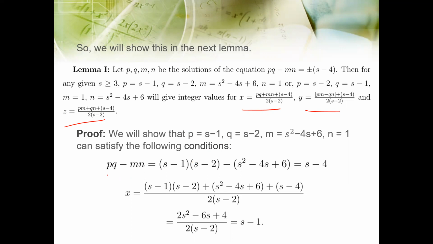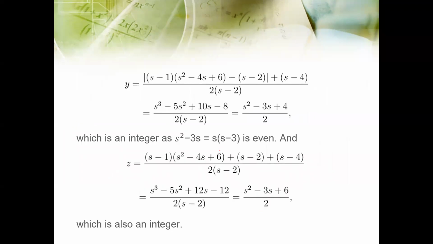Okay, at first we will check our fundamental equation. So pq minus mn will be s minus 4, and then x will be s minus 1. This is an integer. Then y will be s square minus 3s plus 4 by 2. This is also an integer. Actually, s square minus 3s can be written as s times s minus 3, so this is an even number, and divided by 2 will give an integer. And similarly, z will become s square minus 3s plus 6. This is also an integer.